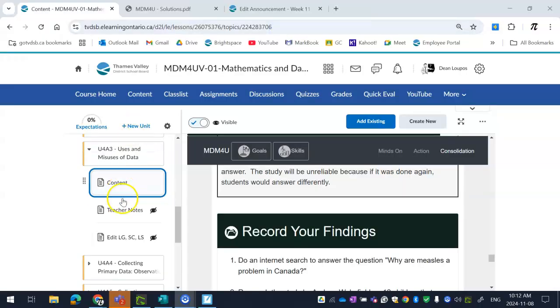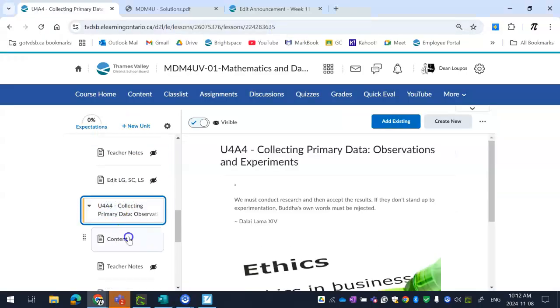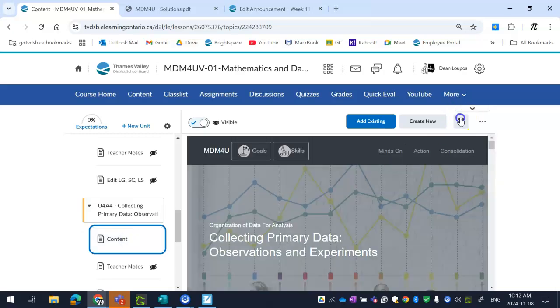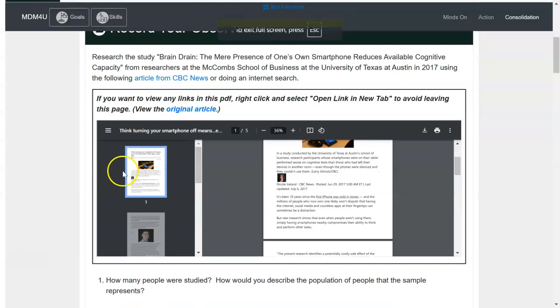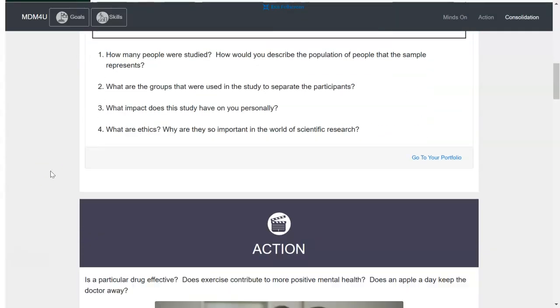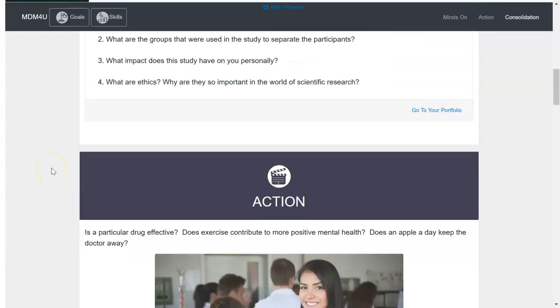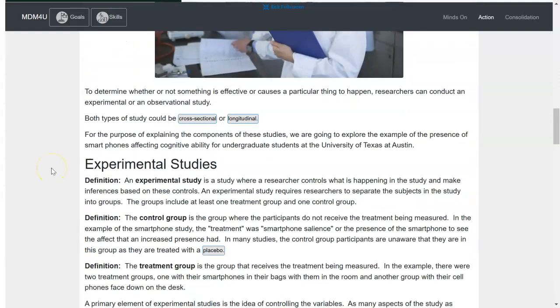All right, so that's 4.3. 4.4 is collecting primary data. So we're going to look at primary data. Primary data is data that you collect. You go and get it. So take a look at this article here, and then you look at different types of studies.